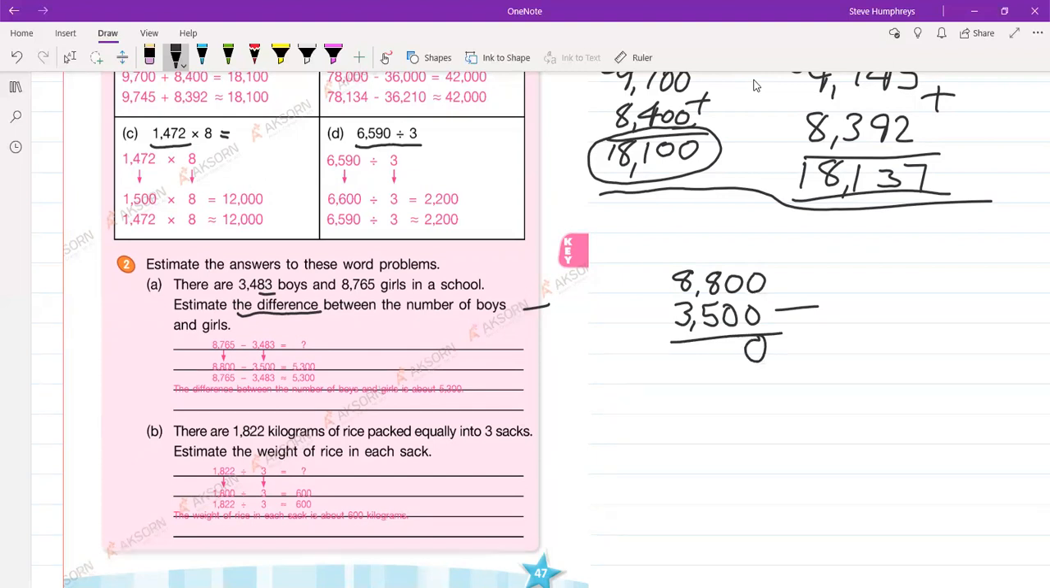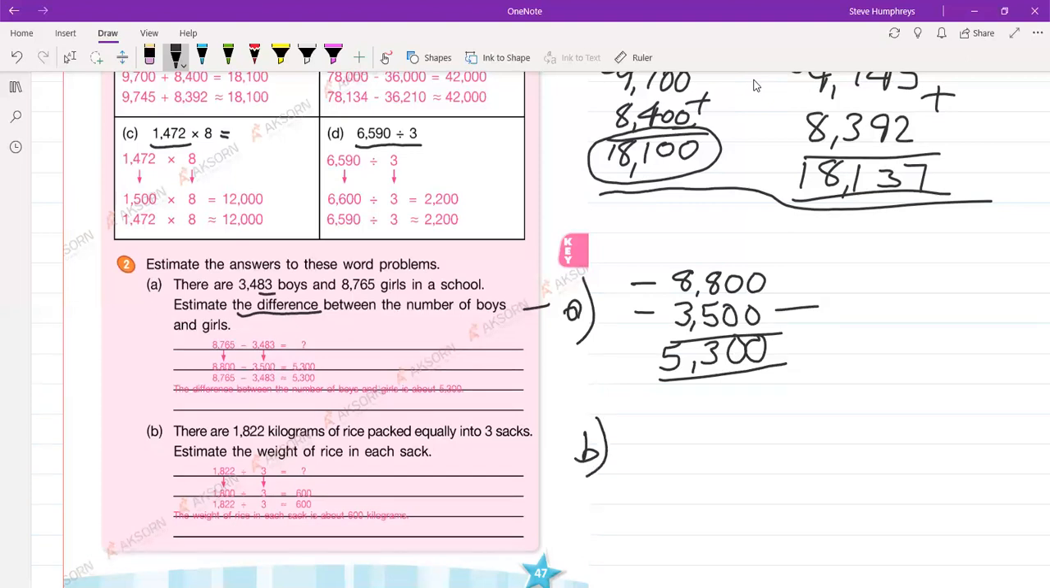0, 0, 8 minus 5 is 3. And 8 minus 3. There's your estimated answer, 5,300. The difference between the number of girls and the number of boys. It says the difference between the number of boys and girls is about 5,300. An estimated answer. That was A. Let's have a look at B.